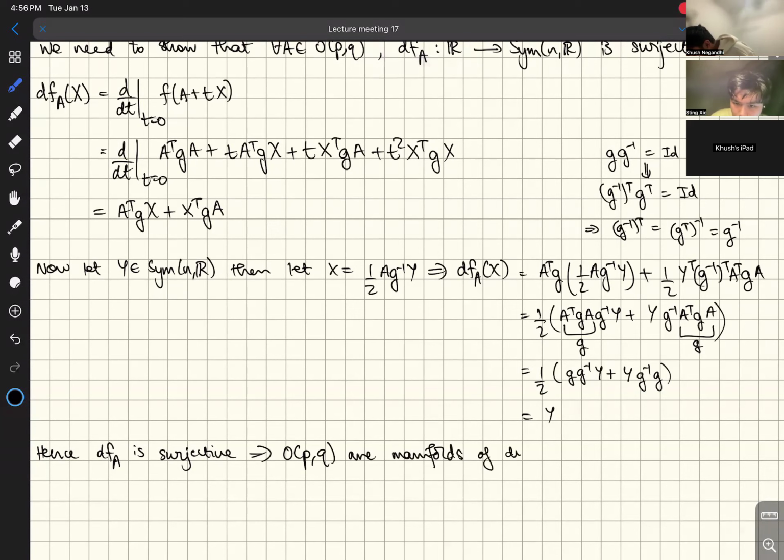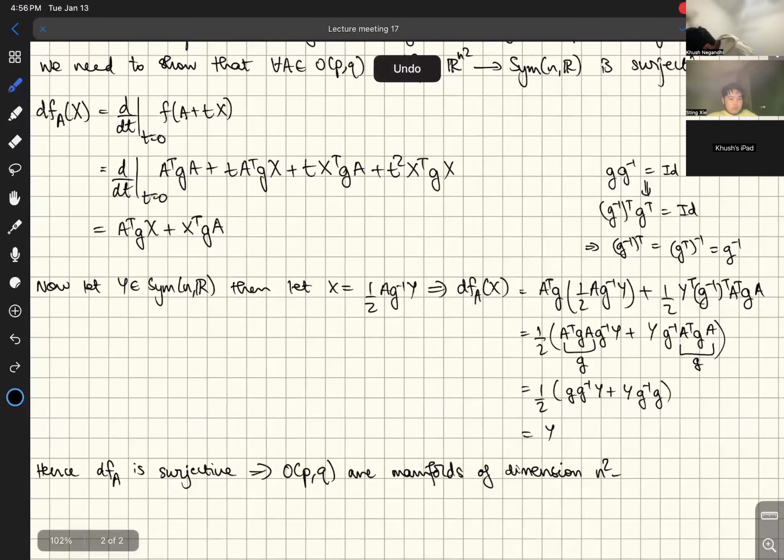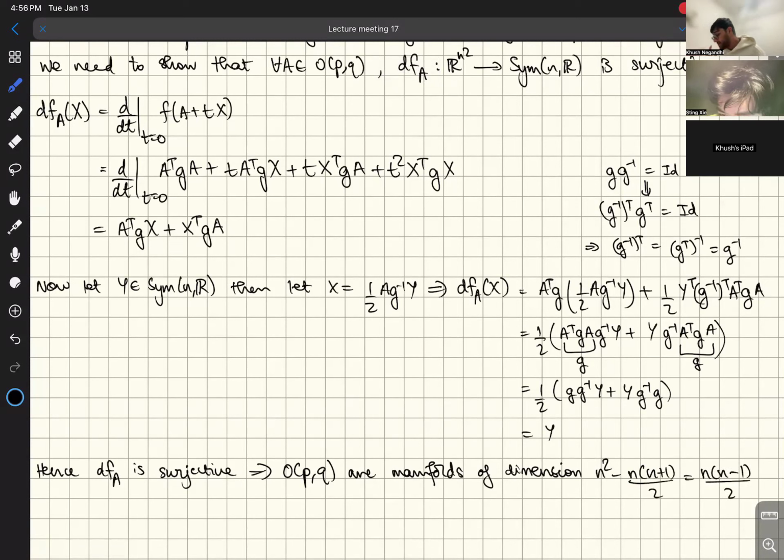Manifold of dimension n squared minus n times n plus 1 divided by 2. And then you can compute that out and convince yourself that it's n times n minus 1 over 2. Okay. Are there any questions?